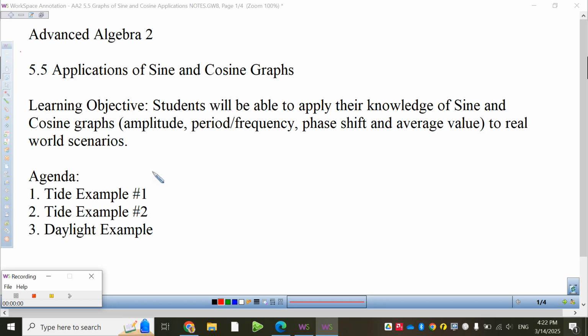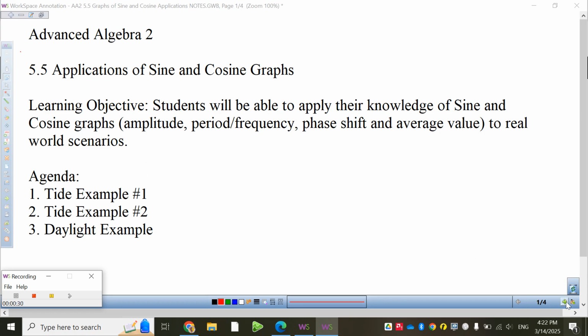In this video we will be covering 5.5 applications of sine and cosine graphs. The learning objective for this video is that students will be able to apply their knowledge of sine and cosine graphs, amplitude, period, and frequency, phase shift, and average value to real-world scenarios. Our agenda for this video is we're going to work on 2 examples that involve tides, and then we're going to finish with a daylight example.